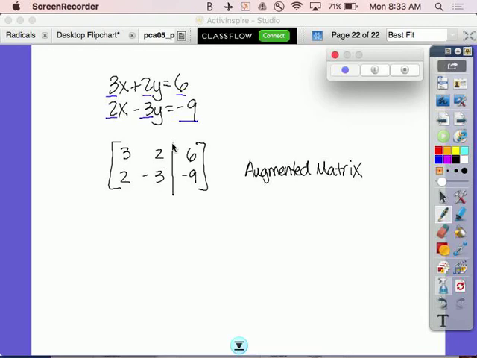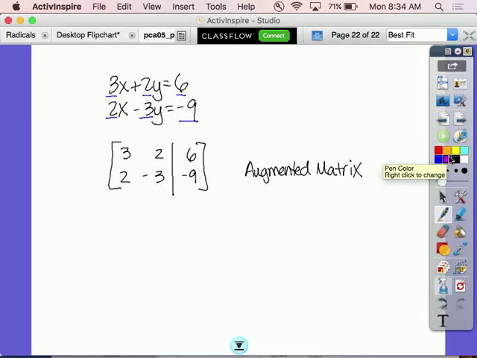But what makes this matrix augmented is we put a line where the equal sign goes, and we put the corresponding constants right there. So basically, all I did was copy down the coefficients and constants. 3, 2, 6, 2, negative 3, negative 9. That's our augmented matrix. Now, our goal is to get this in row echelon form.